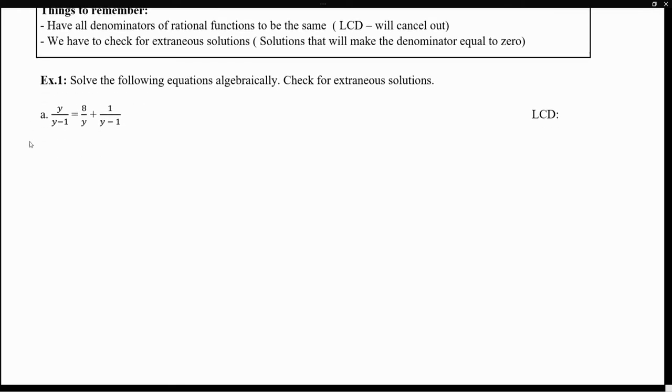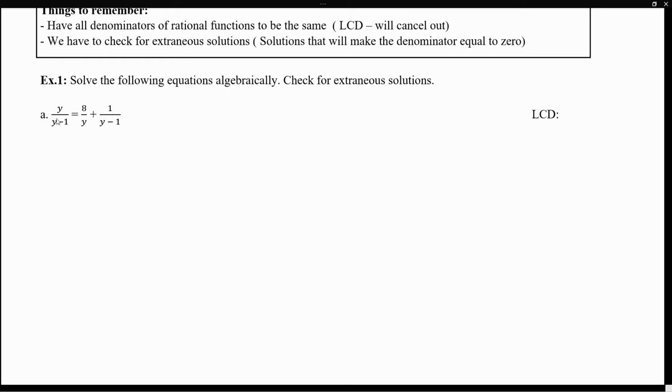In example one, we want to solve the equation algebraically. And again, I can see that there are some rational expressions here, therefore it's a rational function. Therefore, we have to check for extraneous solutions. So let's get started. The first thing that I like to do anytime I want to solve rational functions is to check for the LCD. To find the LCD, there are two things that you will like to do.